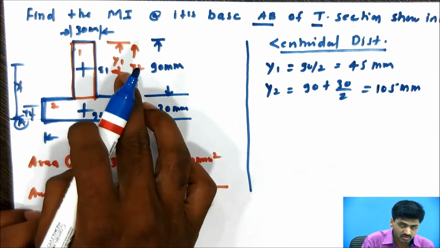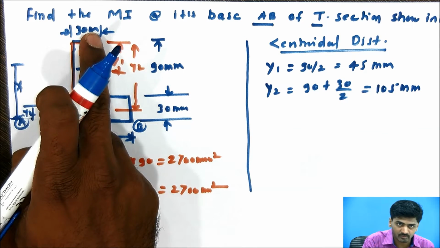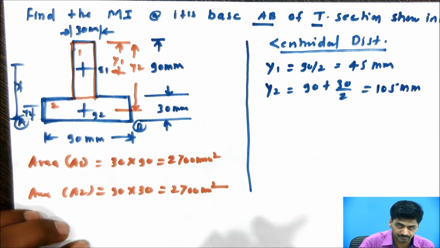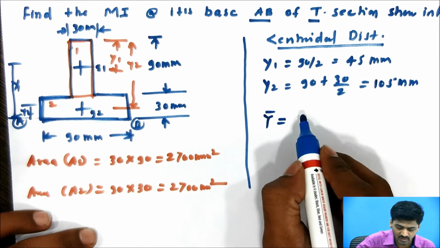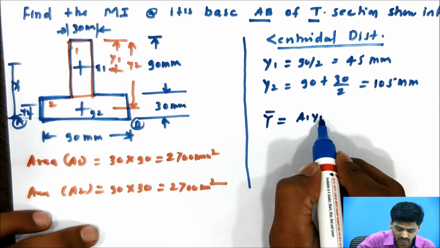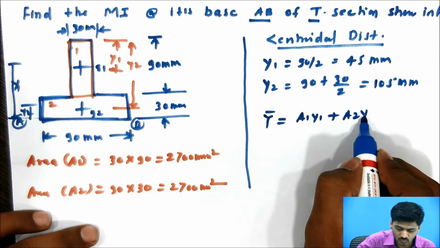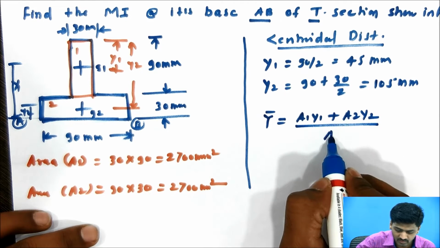Okay, you have a choice. Either you may calculate from top or you may calculate from bottom. You will get the same. So how to calculate this centroid? Y bar is equal to A1 Y1 plus A2 Y2 divided by total area.